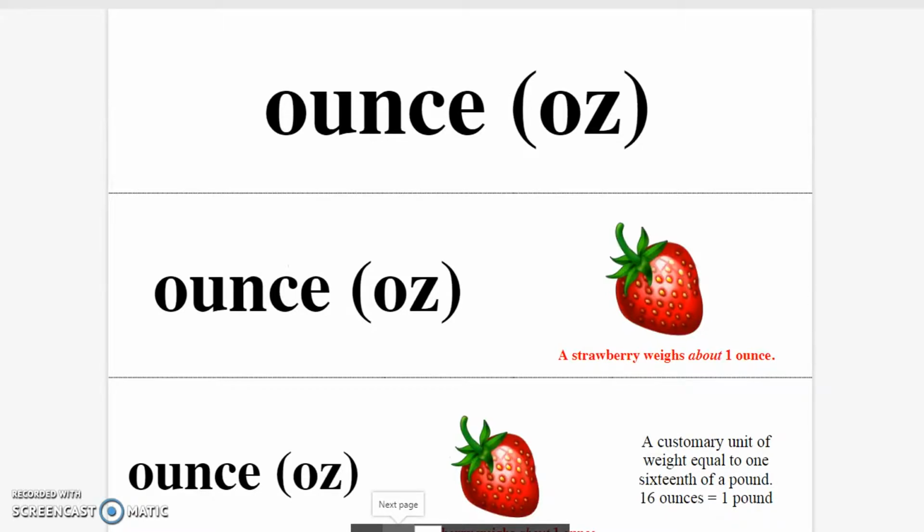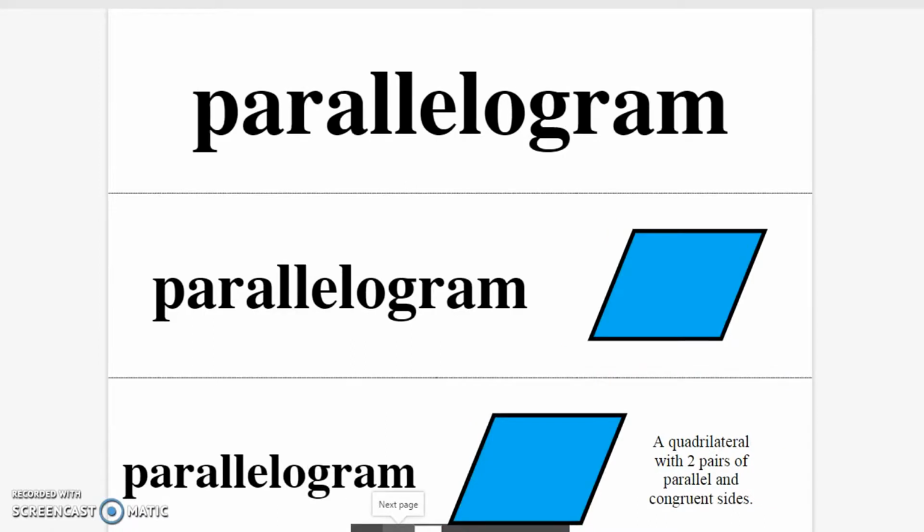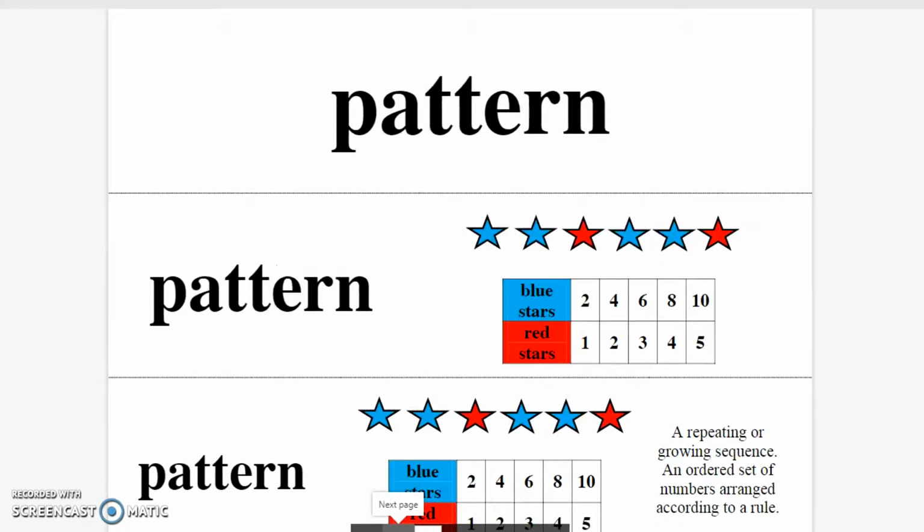Ounce. A customary unit of weight equal to 1/16 of a pound. There are 16 ounces in 1 pound. Parallelogram. A quadrilateral with two pairs of parallel and congruent sides. Pattern. A repeating or growing sequence, an ordered set of numbers arranged according to a rule.